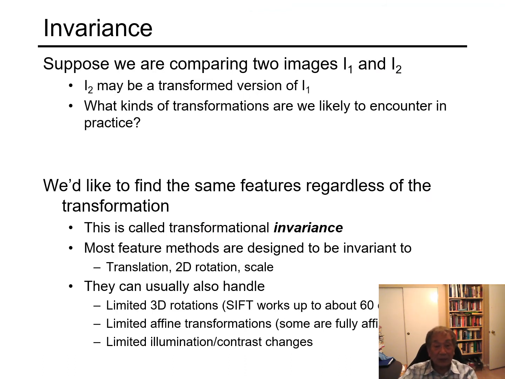So we need invariance when comparing two images, I1 and I2, where I2 may be transformed. What kind of transformations would we like to handle? Again, there may be translation, that's shifting, scaling, that's the difference in size, rotation, shear, and reflection. It can be any one of those geometric transformations.